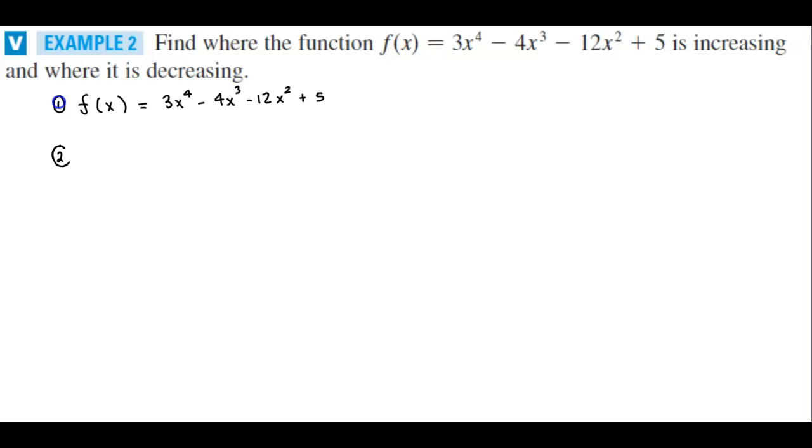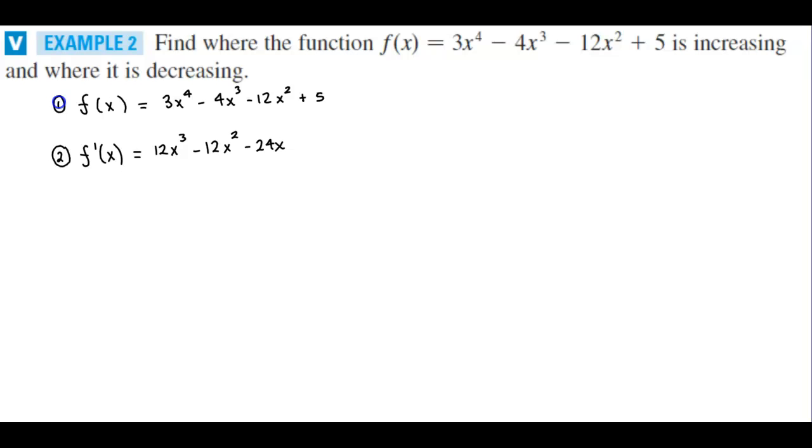Okay, now what we want to do is find the derivative of this function. So we want to find f prime of x. So 3x to the fourth gives us 12x cubed, minus 4x cubed gives us minus 12x squared, minus 12x squared gives us minus 24x, and then that's plus 0.